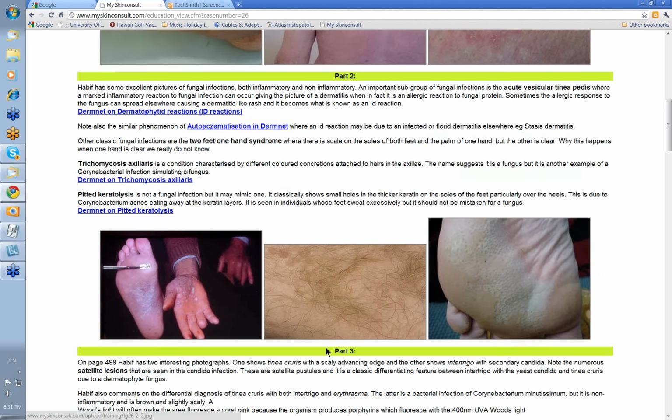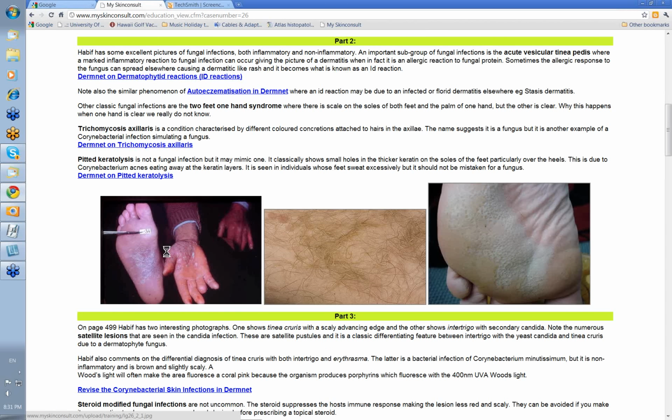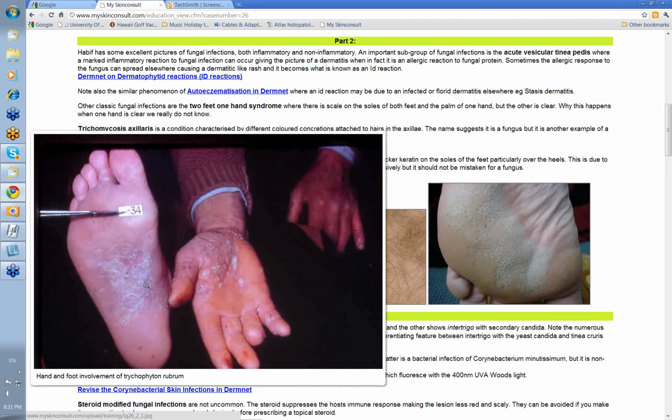Now, a few other unusual ones. This is an old image that was given to me, and it says hand and foot involvement of Trichophyton rubrum. This is quite florid for Trichophyton rubrum. Trichophyton rubrum is an anthropophilic fungus, and usually you don't get as much reaction as that. But you can get involvement of the palm of one hand and the sole of one foot. Or you can have the soles of both feet and one palm and the other palm quite normal.